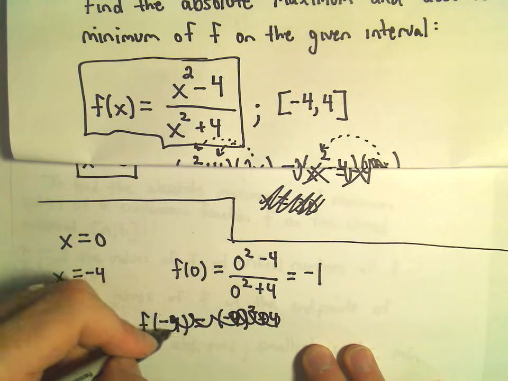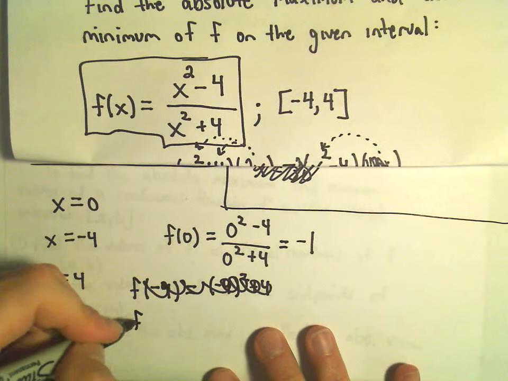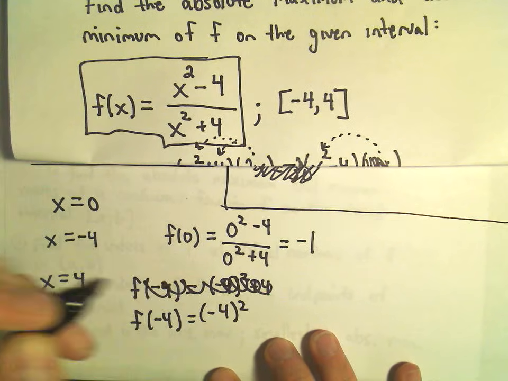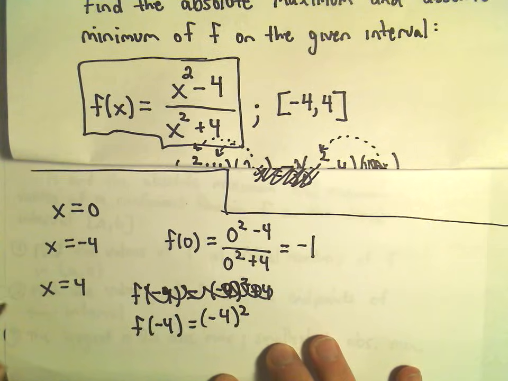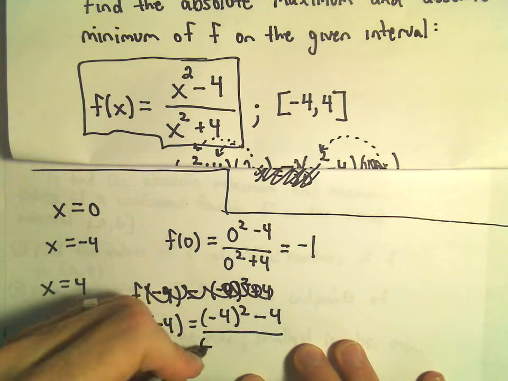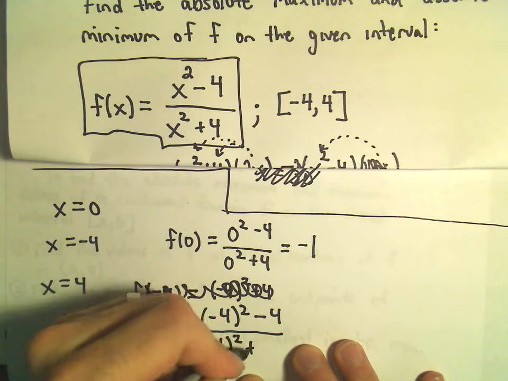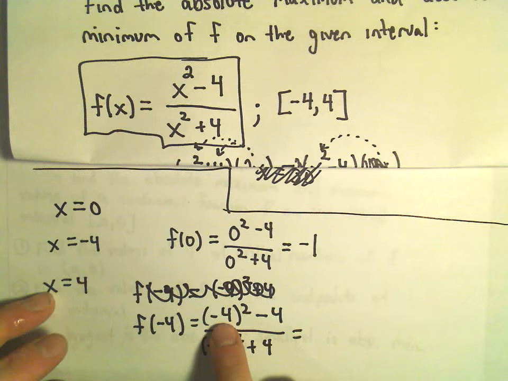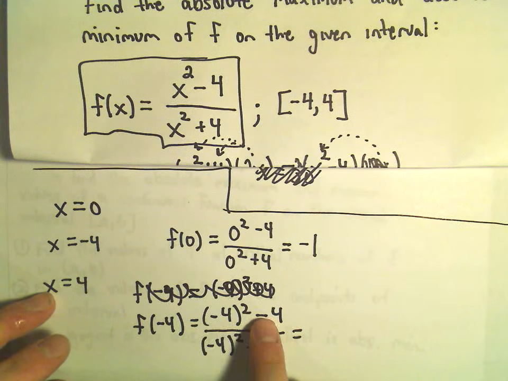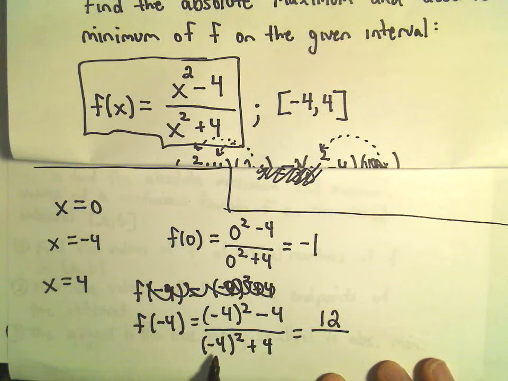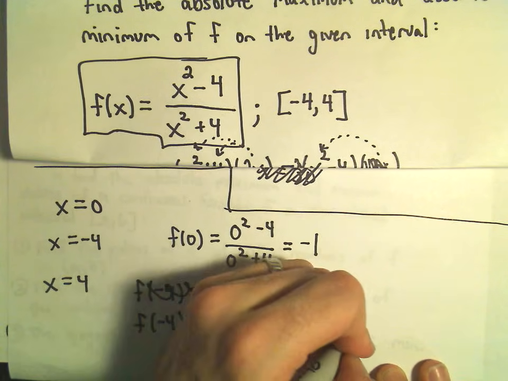Whoops, I was looking in the wrong place. Let's try that one more time. f of -4, we'll get -4 squared, but then in the numerator, we've got minus 4. And then in the denominator, that's where we get our -4 squared plus 4. So -4 squared is going to be positive 16 minus 4. 16 minus 4 is going to give us 12 in the numerator. -4 squared, that's 16 plus 4, that's going to give us 20.